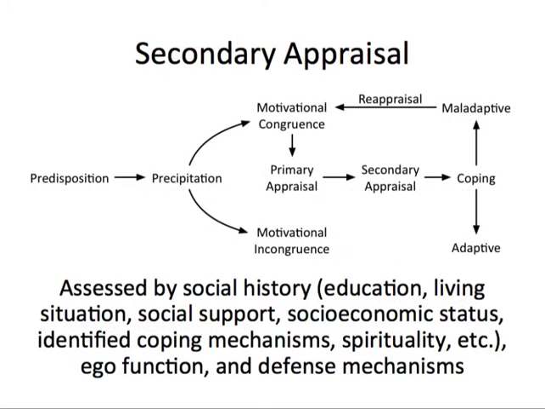Secondary appraisal can be assessed by social history, including education, living situation, social support, socioeconomic status, identified coping mechanisms, spirituality, etc., as well as ego function and ego defense mechanisms. You'll recognize that other areas of the history and physical explore this area as well. There's no precise and definite categorization. When you conduct a mental status examination, often the signs and symptoms you see are a result of maladaptive coping. Adaptive mechanisms resonate with normal areas of mental status examination.